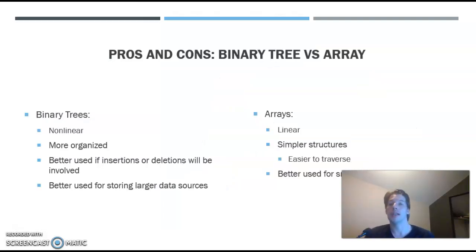So, pros and cons of a binary tree versus an array. Binary trees are nonlinear. They tend to be more organized. They're better used if insertion or deletion is going to be involved, and I think that they're better used for storing larger amounts of data. Whereas linear structures are simpler and easier to traverse, and I think they're better used for smaller or more static data sources. So if you're not going to be adding anything to it, you're just going to be storing data, I think arrays are the way to go. But it really just depends on your use cases and what your needs are.